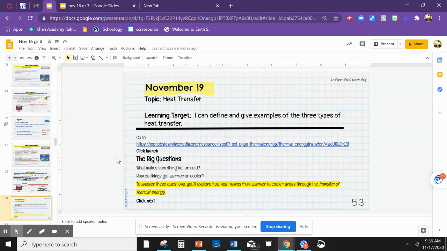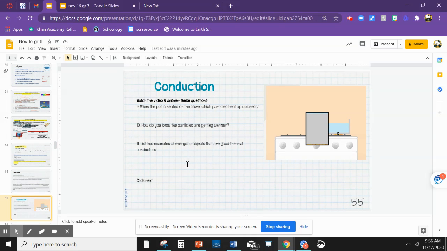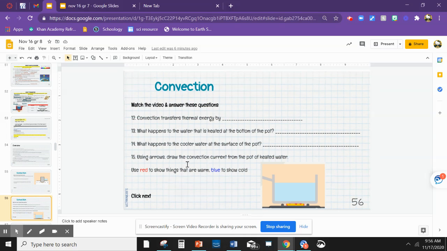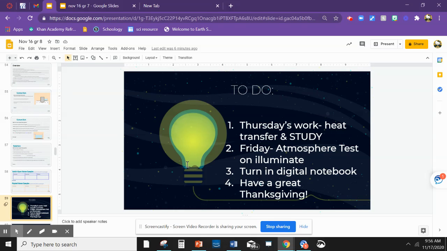On Thursday, again, we're going to look at this in more detail. There's a website for you to investigate. The questions that you're investigating are what makes things hot or cold, and how do things get warmer and colder. Again, we're looking at the transfer of thermal energy. This will be something I will definitely be looking at when you turn in your digital notebooks. So there are several pages here to go through, looking at an overview, then conduction, convection, and radiation. And then some summary looking at Earth and space science examples as well as physical science examples.